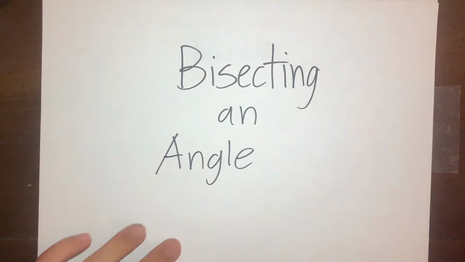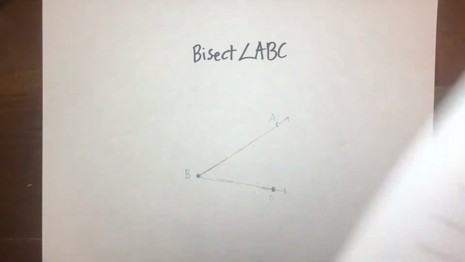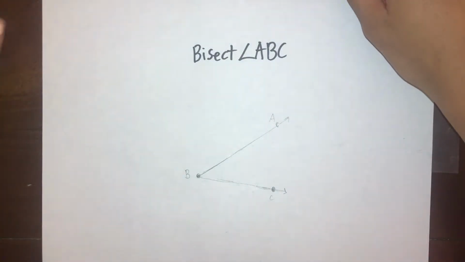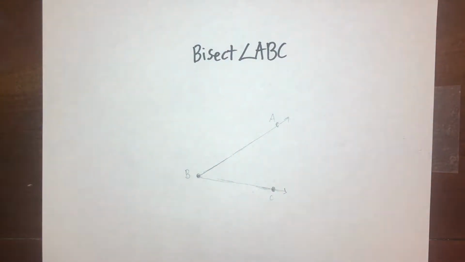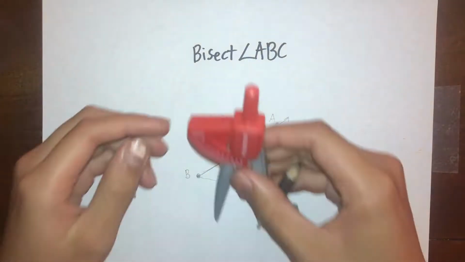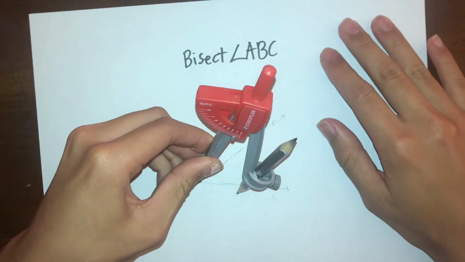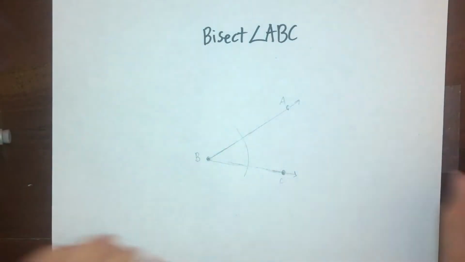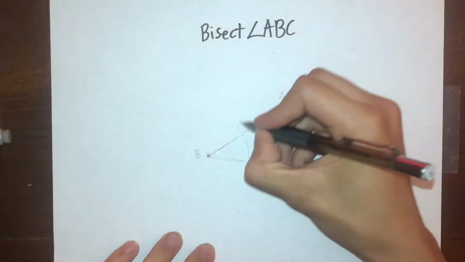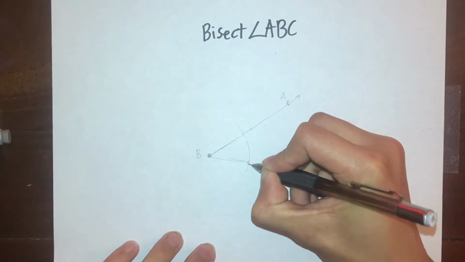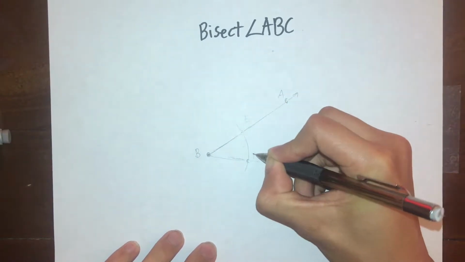Bisecting an angle. We are given the angle A, B, and C and told to bisect it. We will first need to create an arc around point B in order to find two intersecting points. These 2 points we will label E and F.